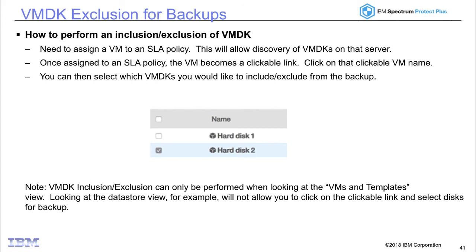Now, just a little note on including and excluding VMs. VMDK inclusion and exclusion can only be performed when looking at the VMs and templates view. Looking at the data store view, for example, will not allow you to click on the clickable link and select the disks for backup. So make sure that you're in the VMs and templates view when you're selecting those.